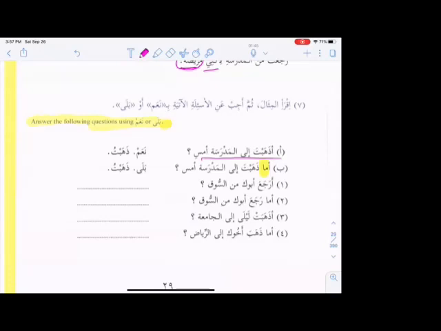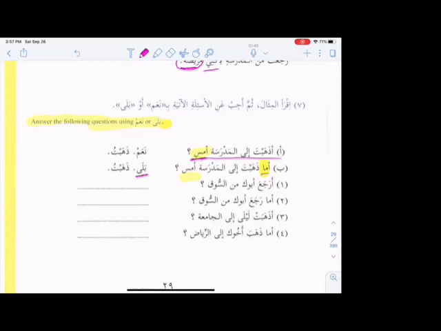Did you go to the school yesterday? Amsi is yesterday. What's the answer? Naam, zahabtu. Yes, I had gone. Ama zahabta ila al-madrasati amsi. Did you not go to the school yesterday? See, ma. So what will you say? Bala. Because of this question, you will use bala. Bala zahabtu.